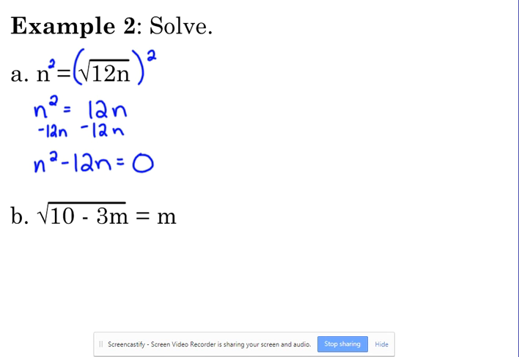To factor this, we have a GCF of n. So we've got n times n minus 12 is equal to 0. So that says one of our solutions is n equals 0. The other solution is n equals 12 if we add the 12 to the other side. Like I said, it's very important to go back and check both of those, plug it back into the original.